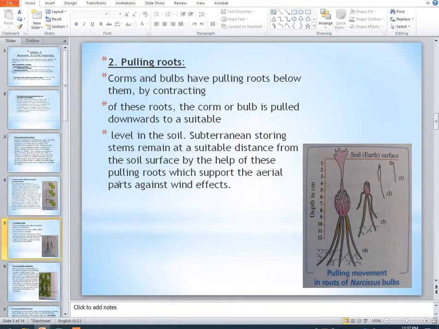Pulling roots: corms and bulbs have pulling roots below them. By contracting these roots, the corm or bulb is pulled downward to a suitable level in the soil. Subterranean storing stems remain at a suitable distance from the soil surface with the help of these pulling roots, which support the aerial parts against the effects of the environment.